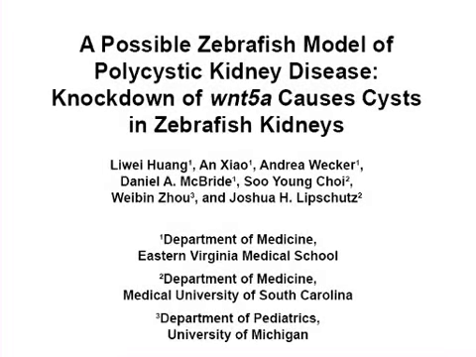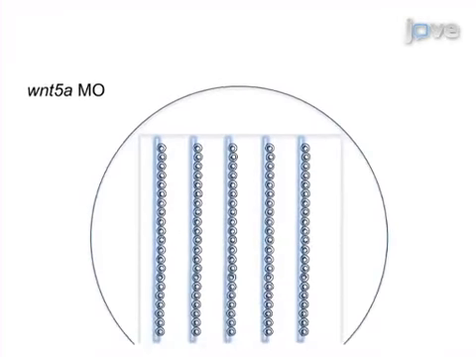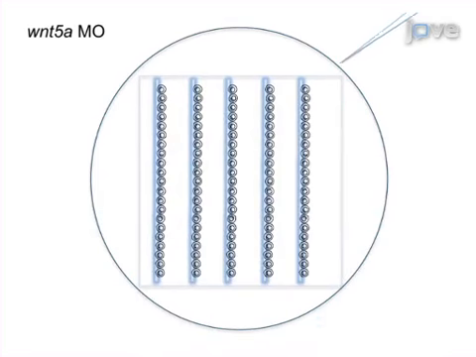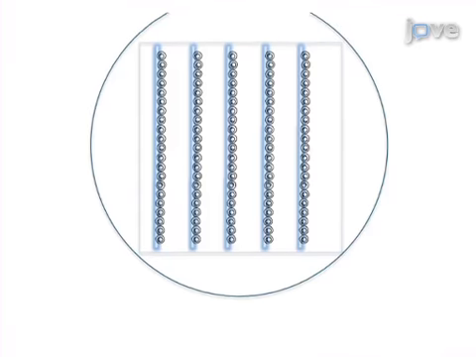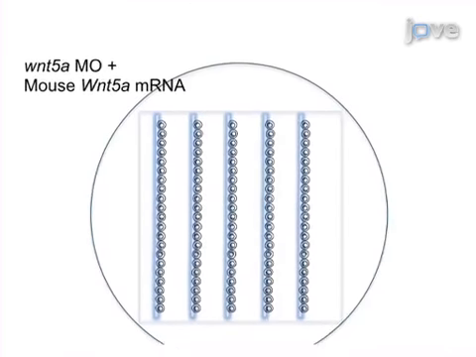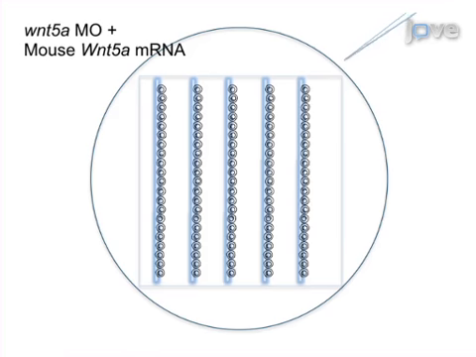The overall goal of the following experiment is to generate a possible zebrafish model of polycystic kidney disease. This is achieved by injecting morpholino against wnt5a in transgenic WT1-BGFP zebrafish embryos at the one-cell stage. Next, a rescue experiment is performed by microinjection of mouse wnt5a mRNA with the wnt5a morpholino.